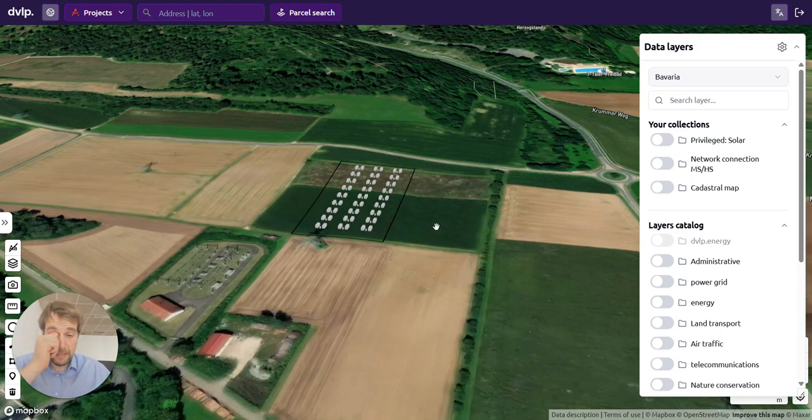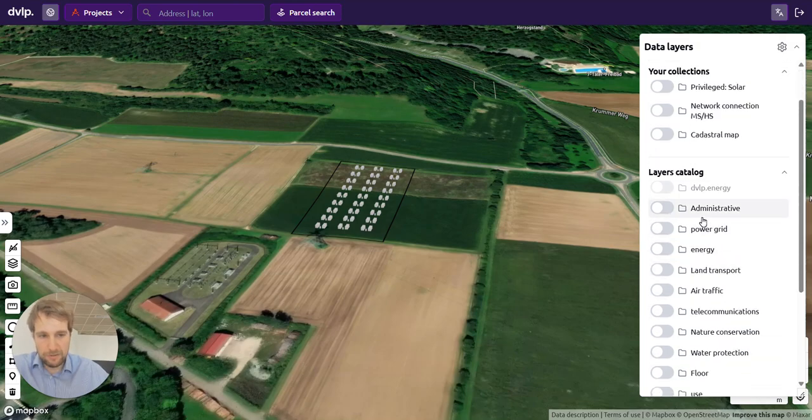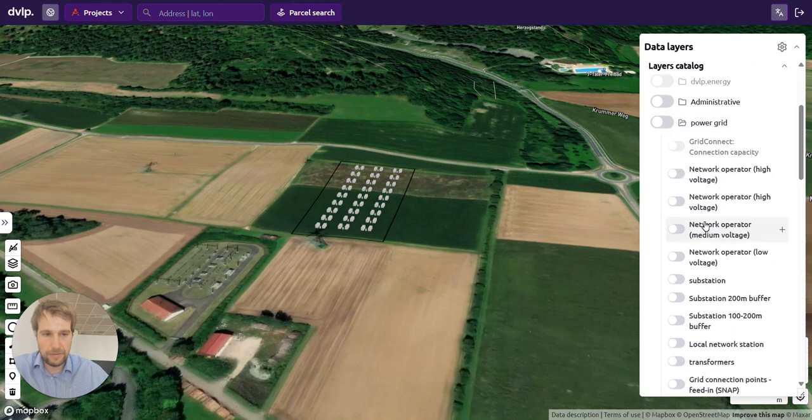I am today showing you the options here in the dvlp.energy app using a battery project in the state of Bavaria. Here we're looking at a connection point in the high voltage level in the 110 kV and looking at the different data layers that are available to assess the local connection options. For this, you find the data layers here on the right side. We are focusing on the power grid and on the respective information.